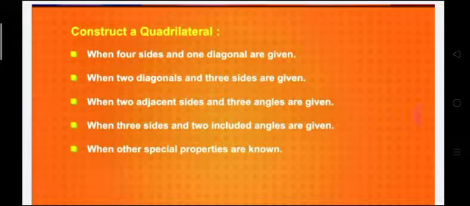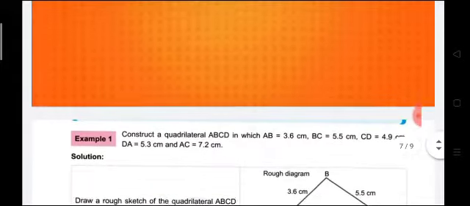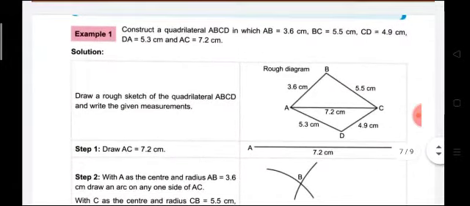We will see one example when 4 sides and one diagonal are given. Here is one example. Construct a quadrilateral ABCD in which AB equal to 3.6 centimeter, BC equal to 5.5 centimeter, CD equal to 4.9 centimeter, DA equal to 5.3 centimeter and AC equal to 7.2 centimeter. Here 4 sides and one diagonal are given. So with this we can construct a unique quadrilateral. Yes, we can construct.